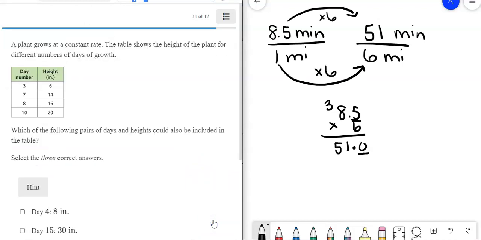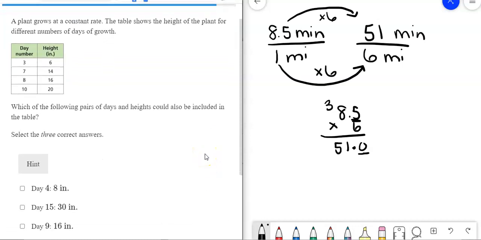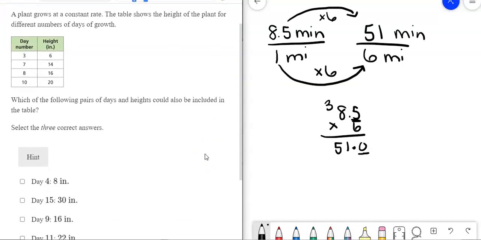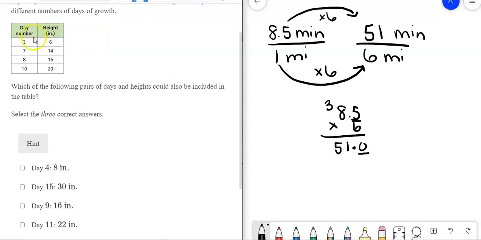Next. A plant grows at a constant rate. The table shows the height of the plant for different numbers of days of growth. So we go from 3 to 6, 7 to 14, 8 to 16, 10 to 20. Now, if you're looking at this, I hope you realize that each of these we just had to multiply by 2 to get the height. So on day number 3, you multiply by 2, got 6. 7 times 2 is 14. 8 times 2 is 16. 10 times 2 is 20.